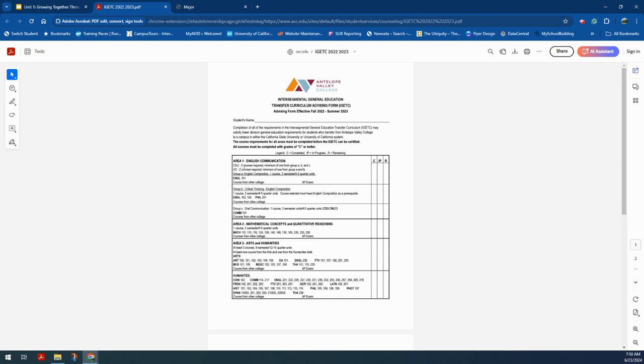So let's look at area 1. For English communications, that is area 1, you're going to see that there are two different areas set. A CSU is under there. There are 3 courses required. There's a minimum of 1 from group A, which is right here, the English composition, group B, which is critical thinking English composition, and group C, which is oral communication. For the CSUs, all 3 are required, 1 from each. For the UCs, 2 courses are required, a minimum of 1 from group A and B. So that would be the English composition and the critical thinking, not the oral communication.